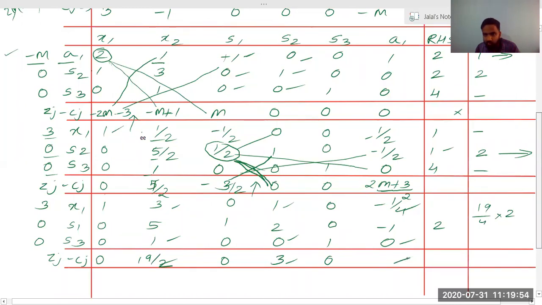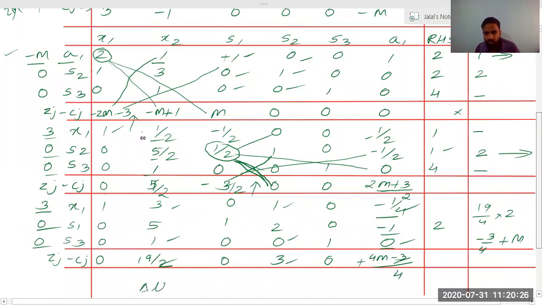Rather than checking it from this end, I'll check it from this end. 3 into this, so minus 3 by 4. Then 0 into minus 1 is 0. 0 into minus 1 is 0. 0 into 0 is 0. So what I'm getting is minus 3 by 4 plus M. We can see minus of minus M will become plus M, since it is Zj minus Cj. So this is 4M minus 3 divided by 4. So this is also positive. So all the values are positive.